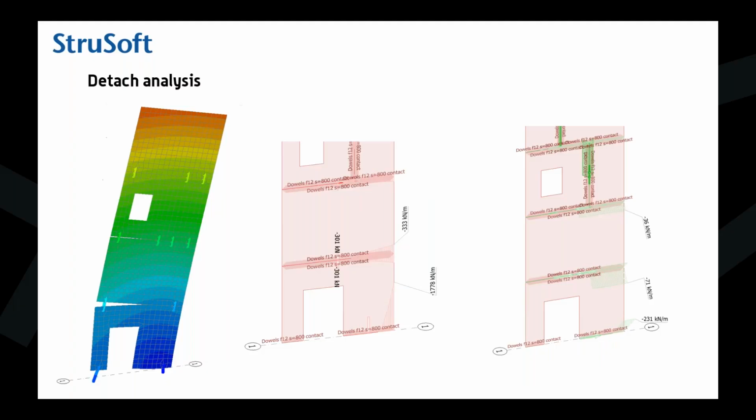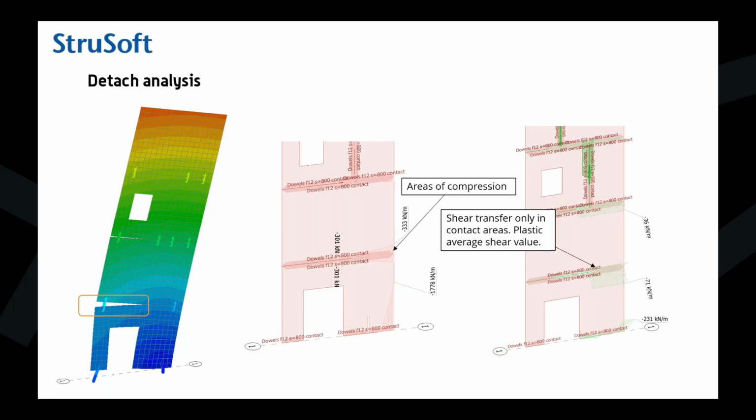The detach analysis means that if you have a compression, this red color here means that we have a compression between the elements. Also, if you look at the picture on the right hand side, you can see the shear forces. Shear forces will only affect those areas where there's a compression between elements, and that is the detach analysis in FEM-Design. If you do not do detach, it means that the shear forces will be applied in the whole connection.